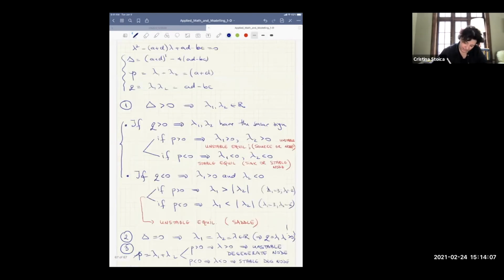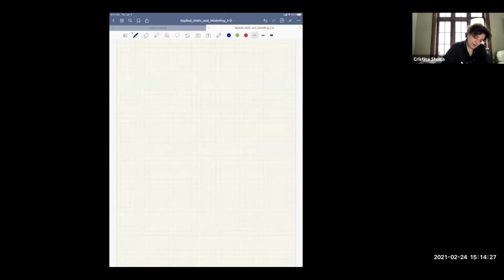Actually, these cases can be solved by hand in systems, so you don't have to memorize this stuff. It's done, the system is decoupled and it's two equations that look the same. Okay. And then case 4 would be when delta is negative. In this case, we have lambda 1, 2 to be complex conjugate.